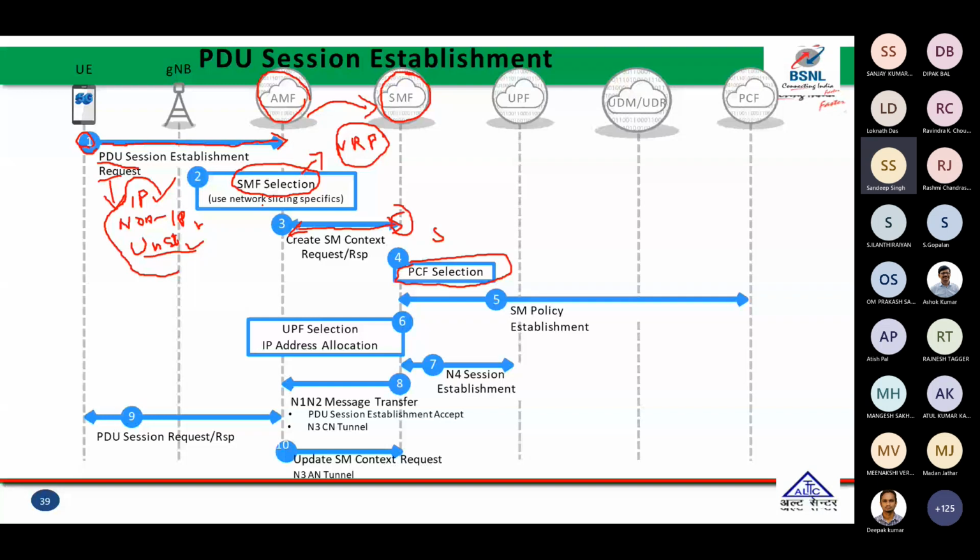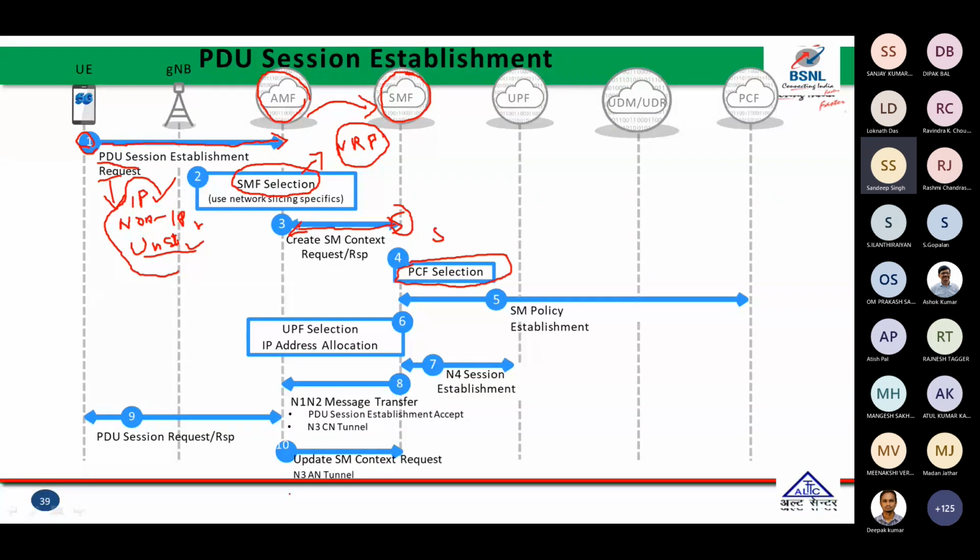for low latency applications. UPFs are very near to the user at the base station side, and for other applications, they are at the centralized side. On the basis of that, they select the UPF and create the N4 session establishment. This is the user plane and control plane functions interface, N4.